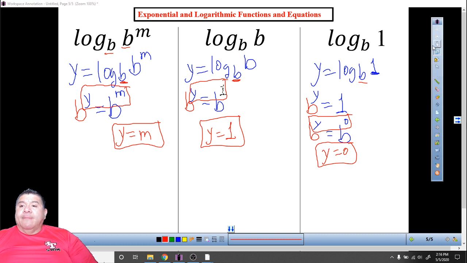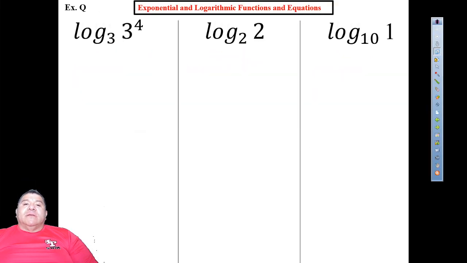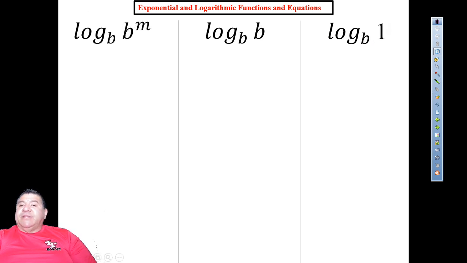All right. So let's put them to practice. Example Q. Copy these. Log 3 and given number 3 to the 4th power. Log 2 and the given number 2. And log 10 and given number 1. And basically all I did, guys, is put numbers to what we just did with variables. Okay? So here we go.